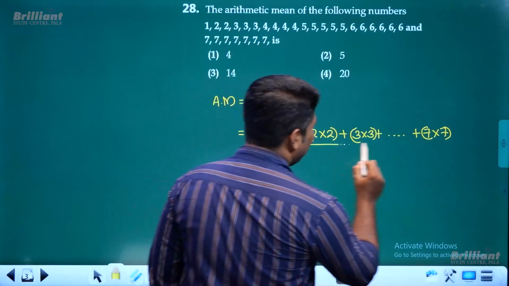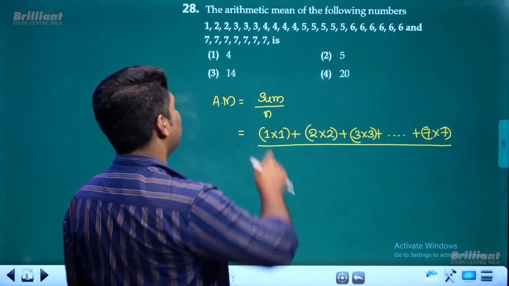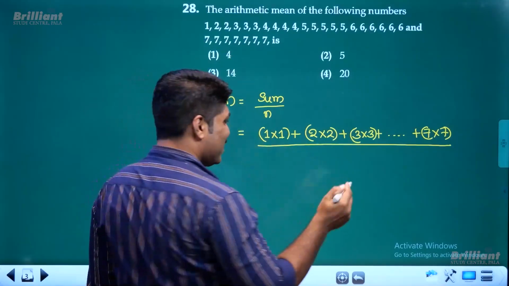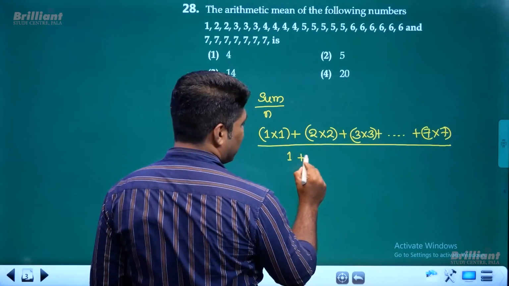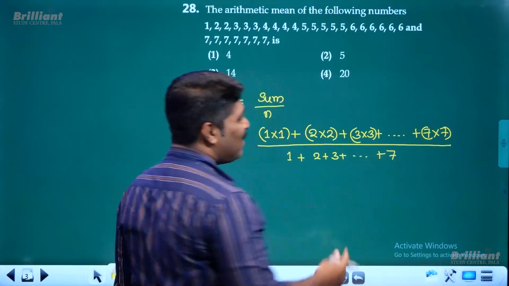What should be the denominator here? So that is the number of observations. Number of observations: 1 plus 2 plus 3 plus, because 1 one is there, 2 twos are there, 3 threes are there. Therefore we can write the denominator as 1 plus 2 plus 3 plus, etc. up to 7. Simple.